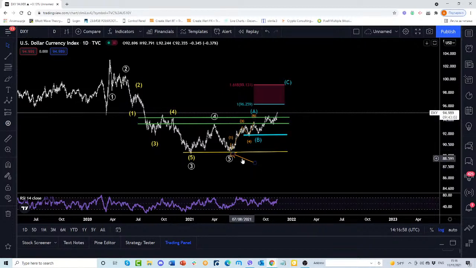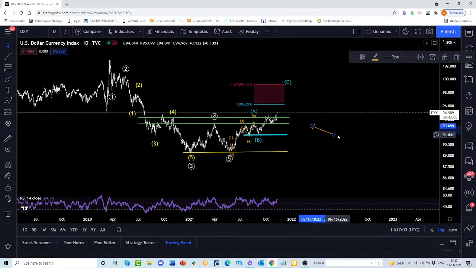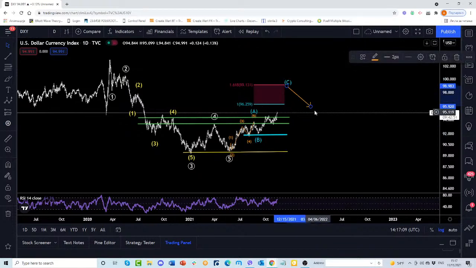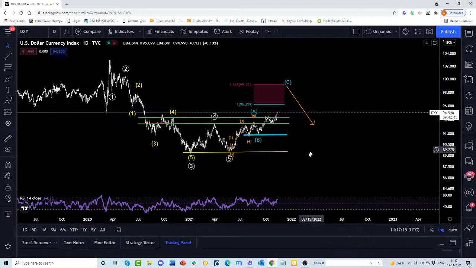I do see a possible technical reversal in the dollar from some of these levels, either from 96 in 2022 or from this one at 99.13. And I think the dollar will make one leg lower in this inflationary environment, at least for 2022.